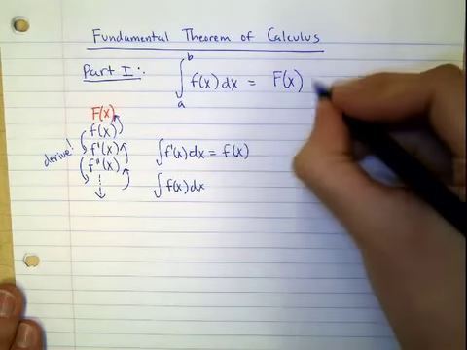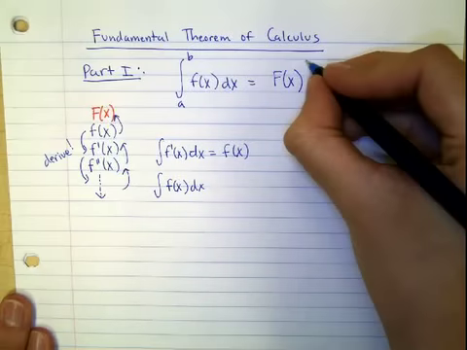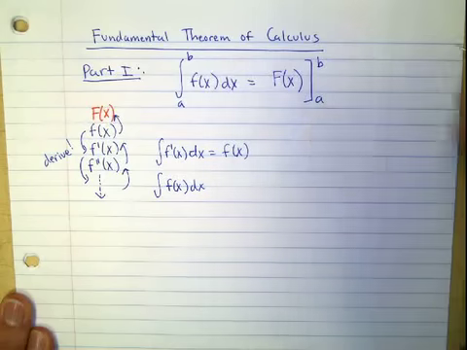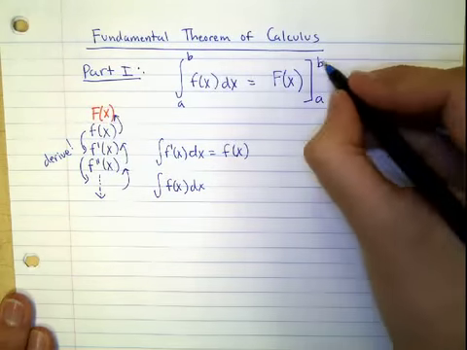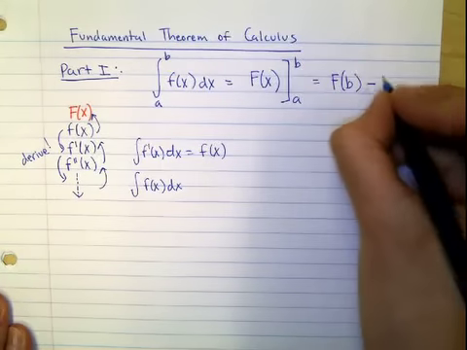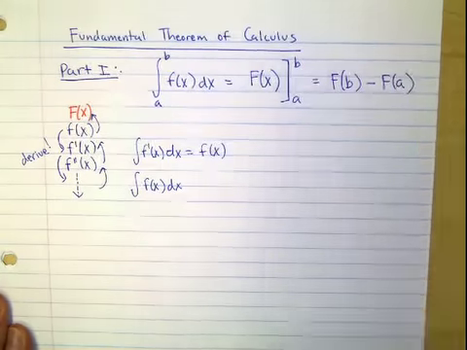And instead of writing the plus c, because we have these bounds from a to b, remember a and b are just numbers, you put this little bracket on the side and you say from a to b. And basically all you have to do is remember plug in the top and then subtract and plug in the bottom. So we're going to say take capital F, plug in b, subtract, and take capital F and plug in a. And that is the fundamental theorem of calculus.